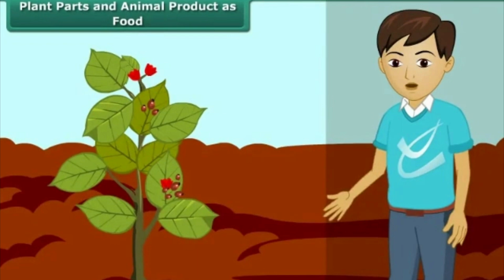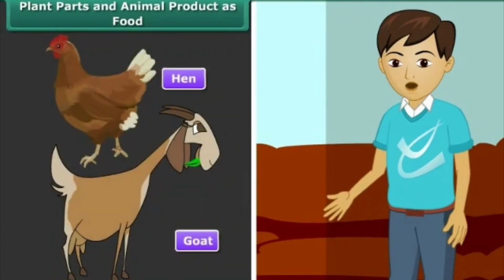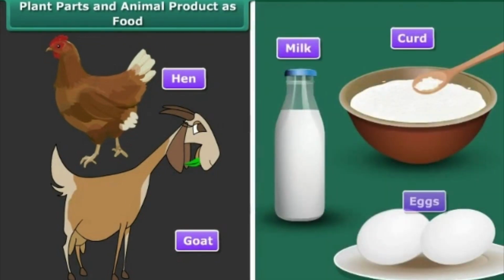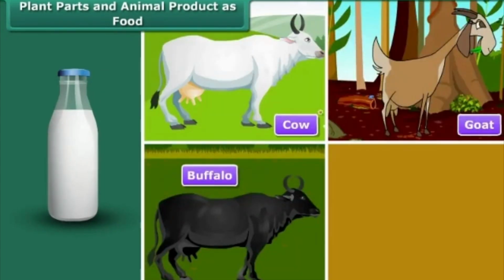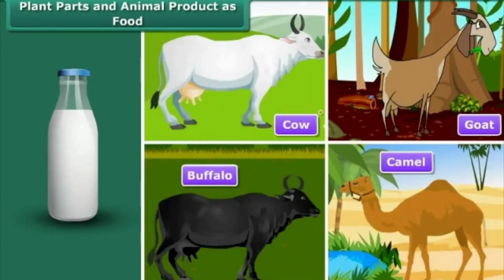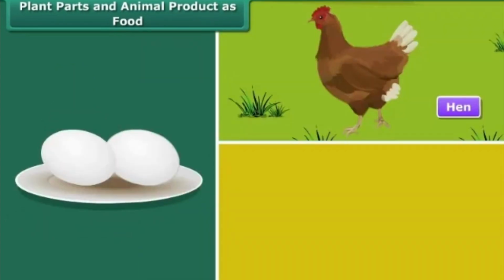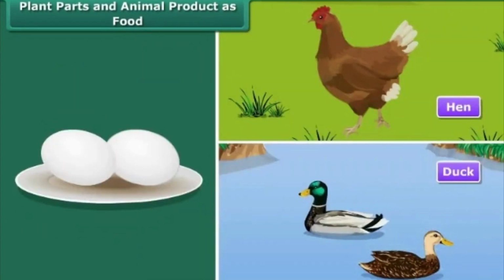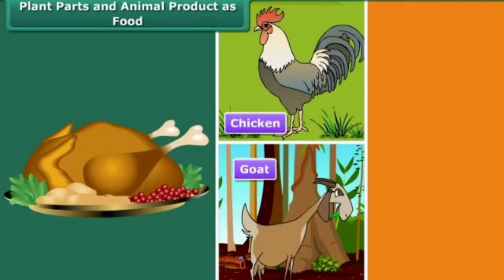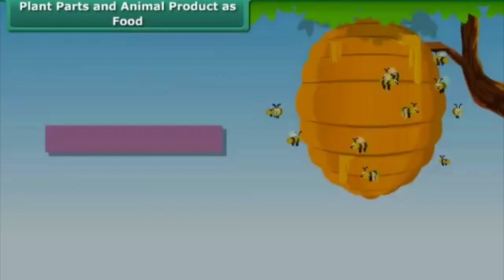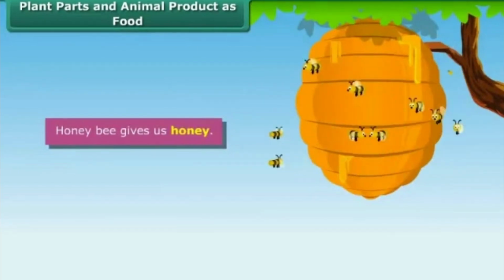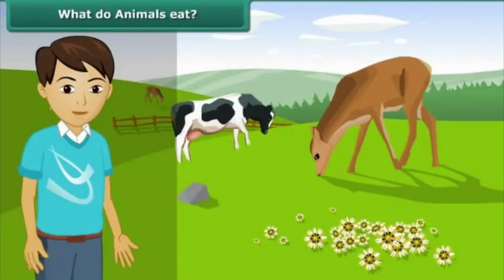As we have already discussed, we get most of the food from plants, but animals also provide us some important products which we eat and drink daily, that is milk, curd, eggs. We get milk from cow, buffalo, and goat, and even from camel in desert areas. We get eggs from hens and duck. We also get meat from chicken, goat, camel, etc. Fish and prawn are also eaten. Honeybee gives us honey.